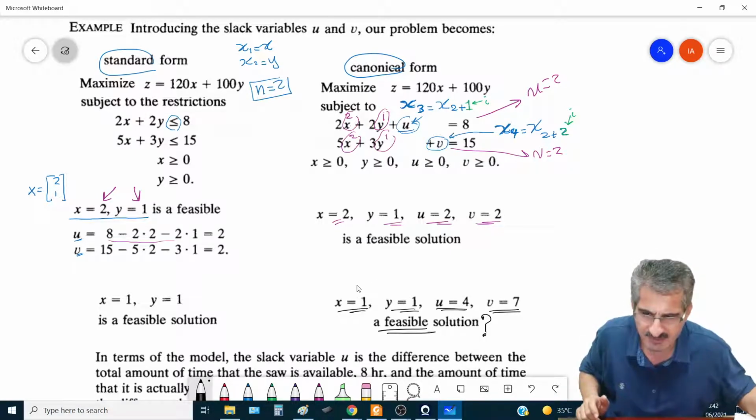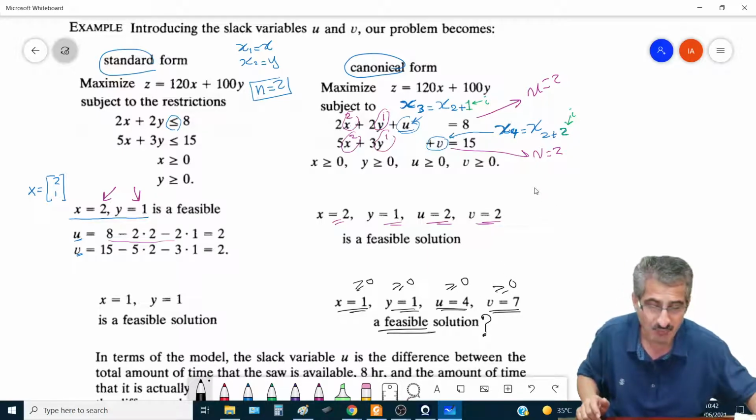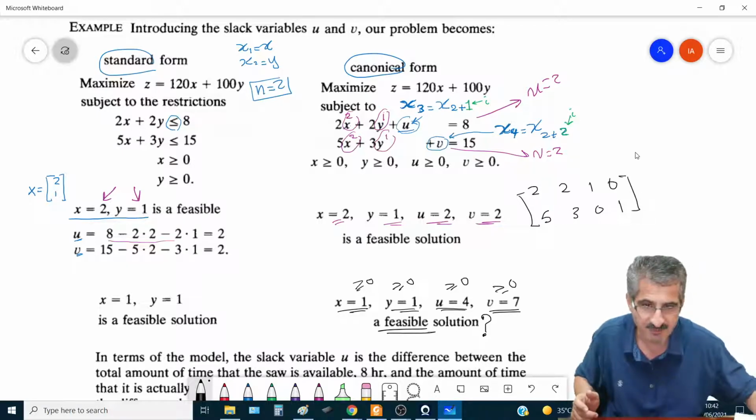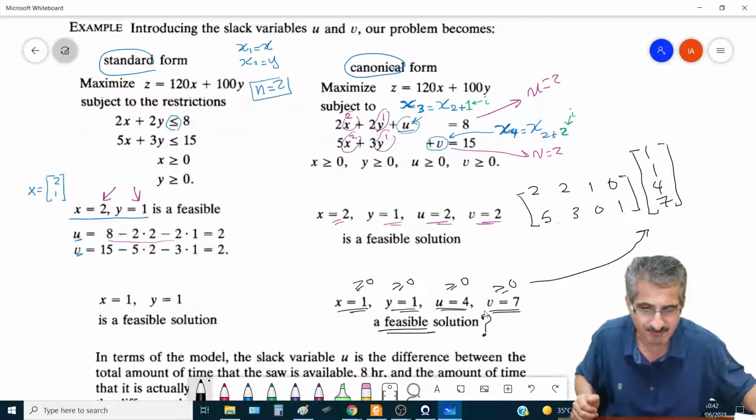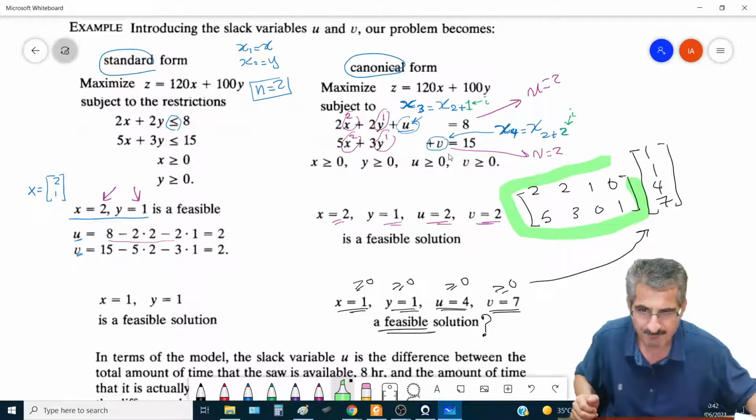Okay, each one of them is positive. Now, what remains is to make sure, so now do the matrix: 2, 2, 1, 0, 5, 3, 0, 1. This shall be multiplied by this vector, which we get from here, which is 1, 1, 4, 7. Where did I get this matrix from? It is from here.